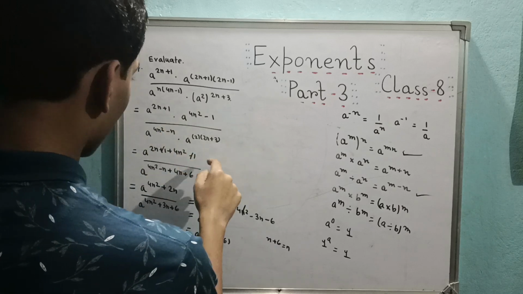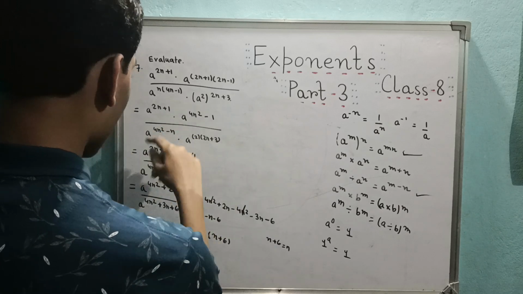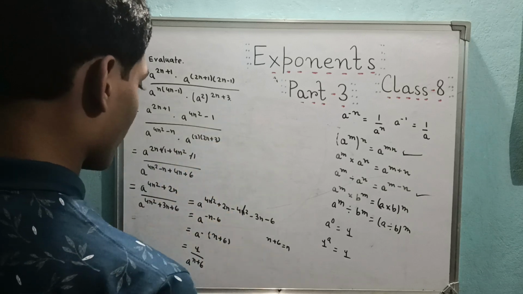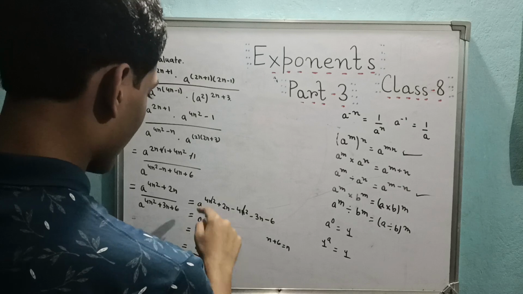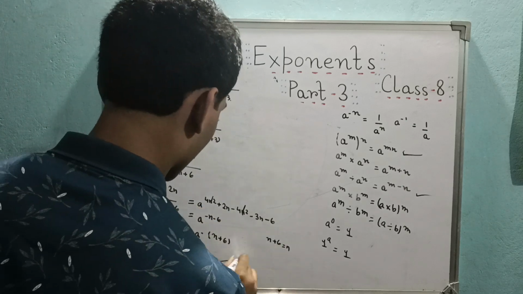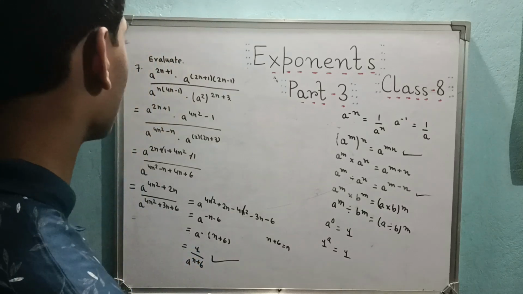Then for common base and multiplication, add the powers here. And here for common base again add the powers. Then here for common base and division, subtract the powers. You will get a to the power minus n minus 6, which is 1 by a to the power n plus 6. This is the answer. How many parts were there in this question?